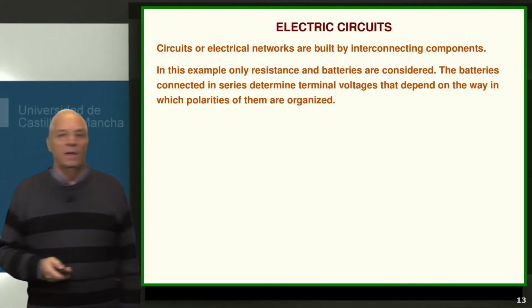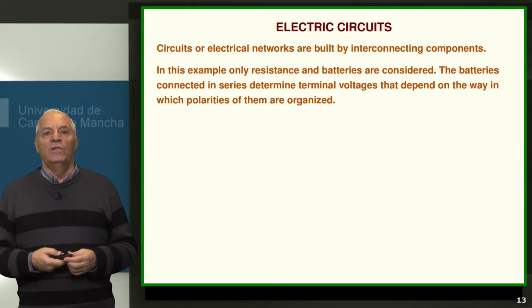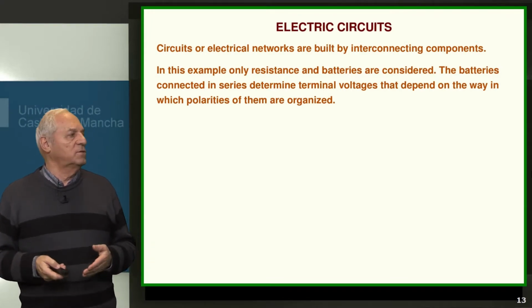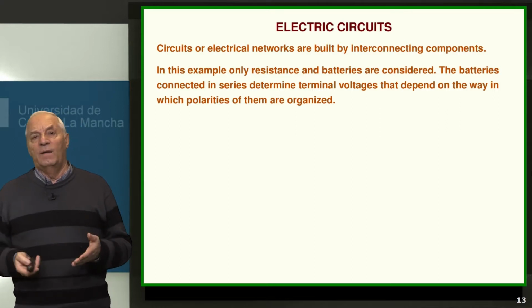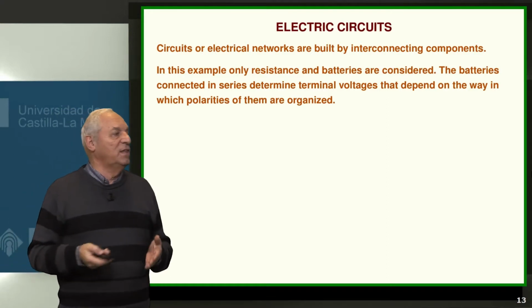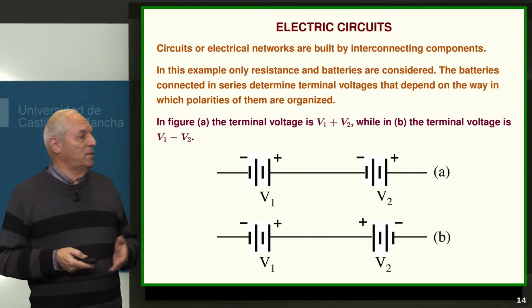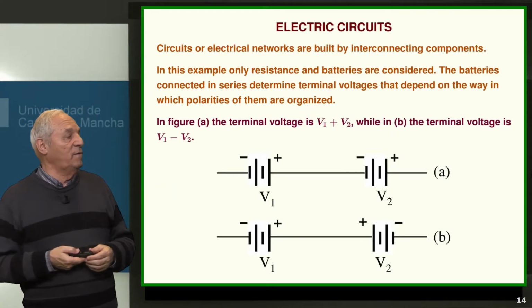Next, I will explain the example of electrical circuits. In this second example I will consider the case of electrical circuits. For simplicity, let's assume that our electric circuits are made only with resistors and batteries. As an example, we have the one in the figure.